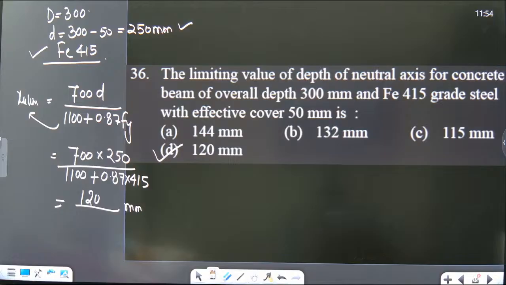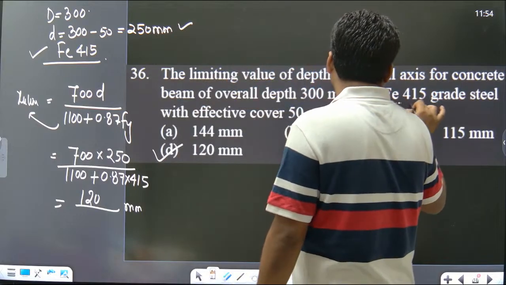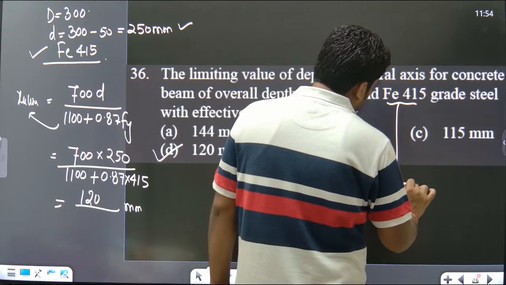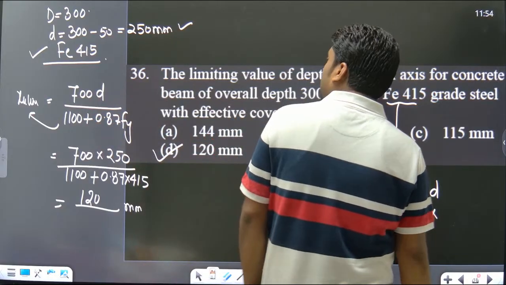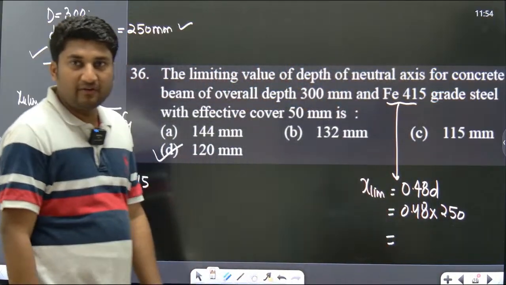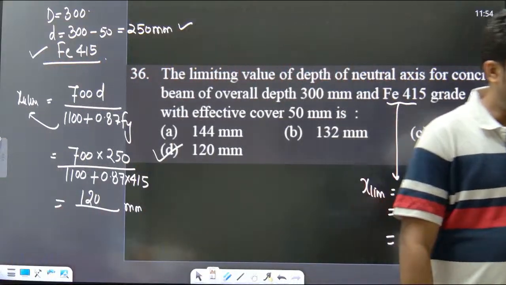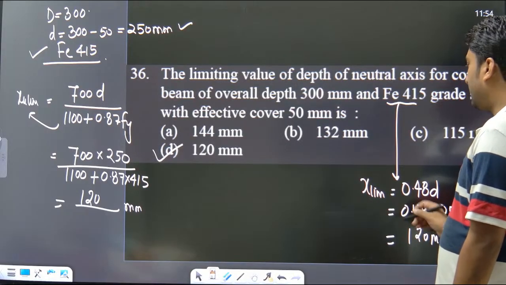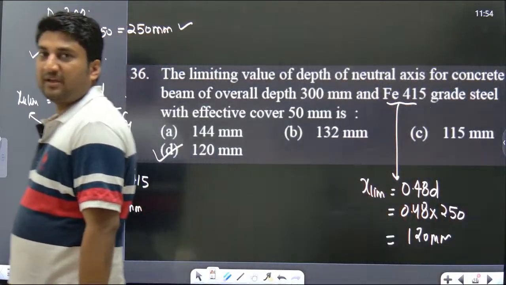Yes, also you can solve this. Very good. This was the formula. Also you can solve this because it is Fe415. The limiting depth of neutral axis can also be taken as 0.48 D. So the effective depth is 0.48 into D, where D value is 250. Understood, everyone? Also, yes, this was the mistake. You can get the answer from here also, 120 mm. So if you remember the formula 0.48 D, it is good.